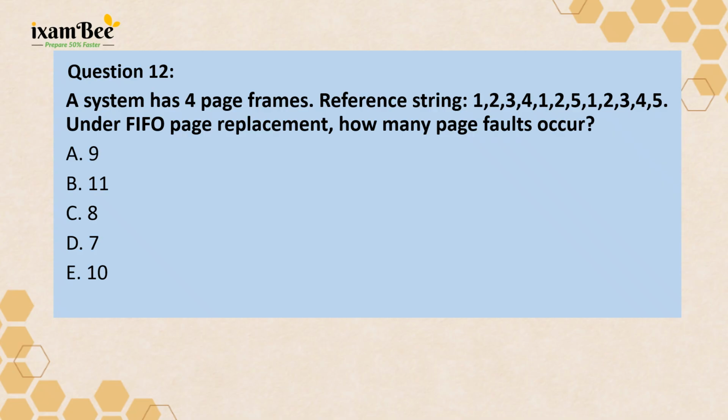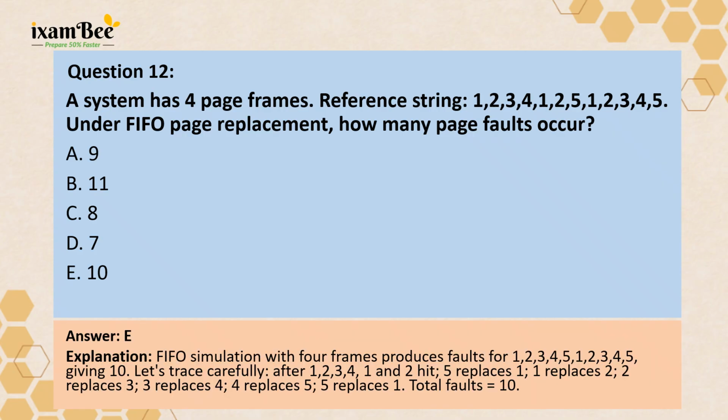So here the correct answer is option E, which is 10. You can trace this carefully with 4 frames tracking arrival order for FIFO eviction. As you see in the explanation, we would have 1, 2, 3, 4 as filling the 4 frames. Then 1 and 2 are hits. 5 replaces 1, 1 replaces 2, 2 replaces 3, 3 replaces 4, 4 replaces 5, and 5 replaces 1. So the total number of faults is 10.